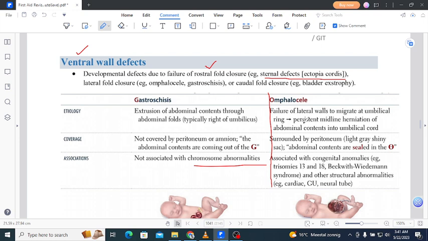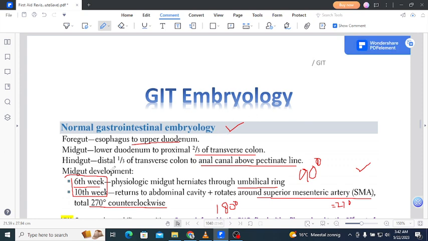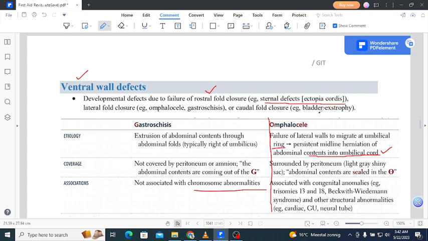Now let's talk about omphalocele. Omphalocele is the failure of the lateral walls to migrate at the umbilical ring, with persistent midline herniation of the abdominal contents into the umbilical cord. Do you remember that we talked about midgut herniation in the 6th week, and then it comes back in the 10th week? If that does not happen, there will be an omphalocele, which means a persistent midline herniation of the abdominal content into the umbilical cord, and there is a failure of the lateral walls to migrate to the umbilical ring. The problem is at the level of the umbilical ring.